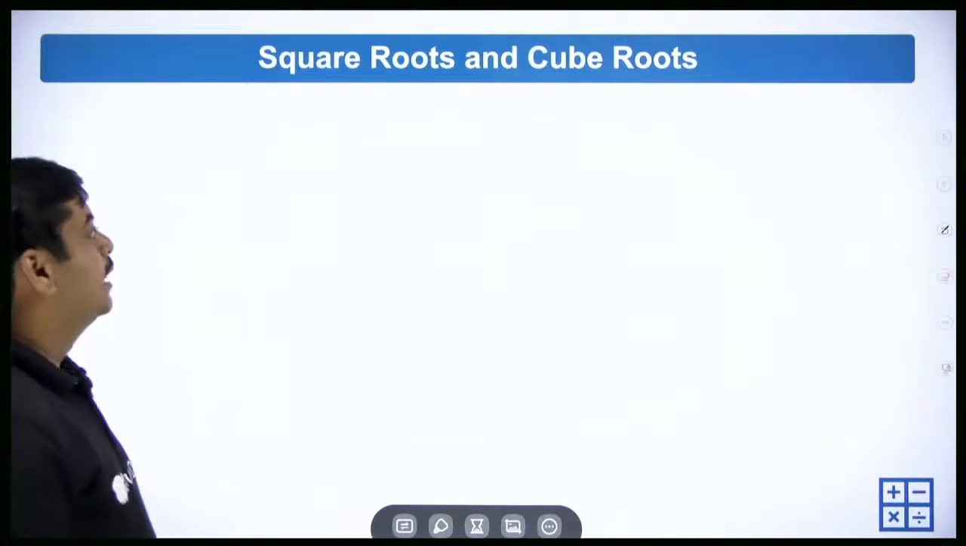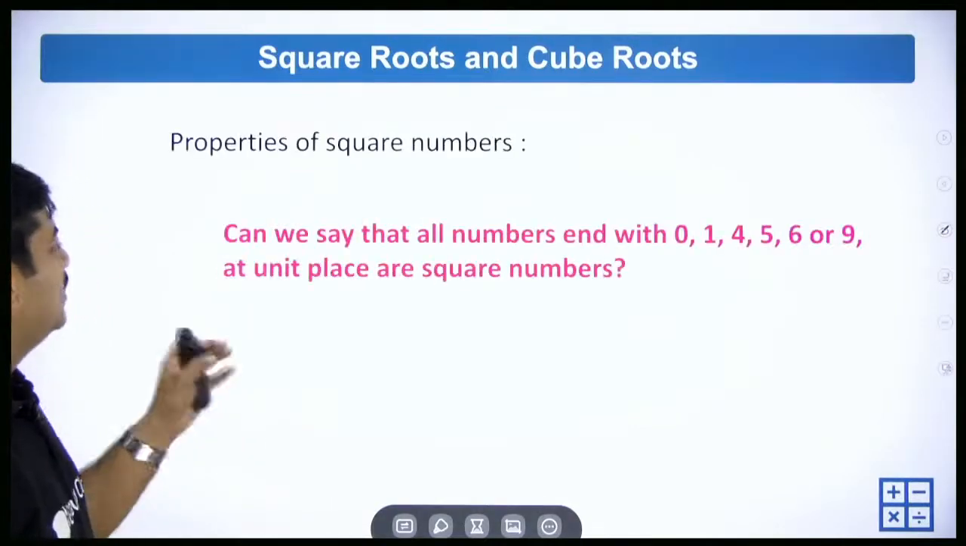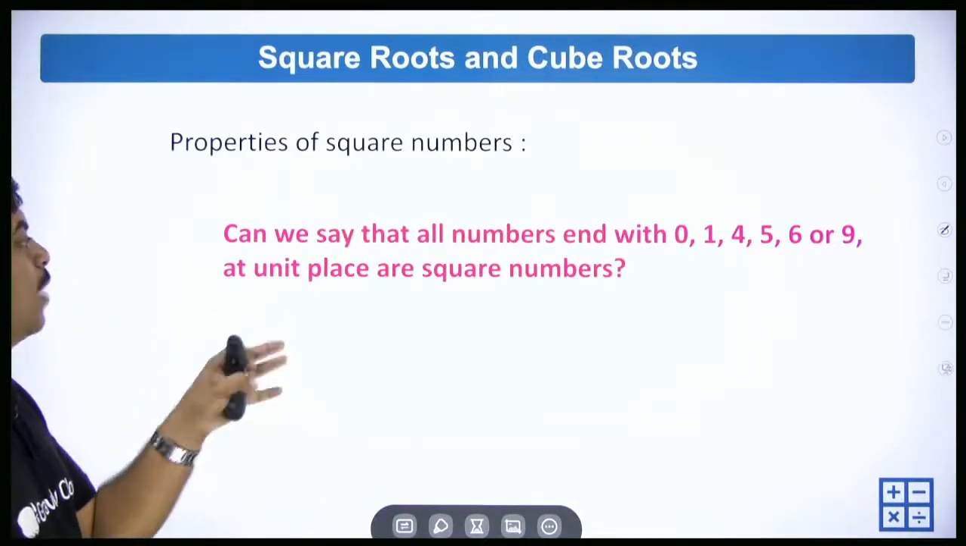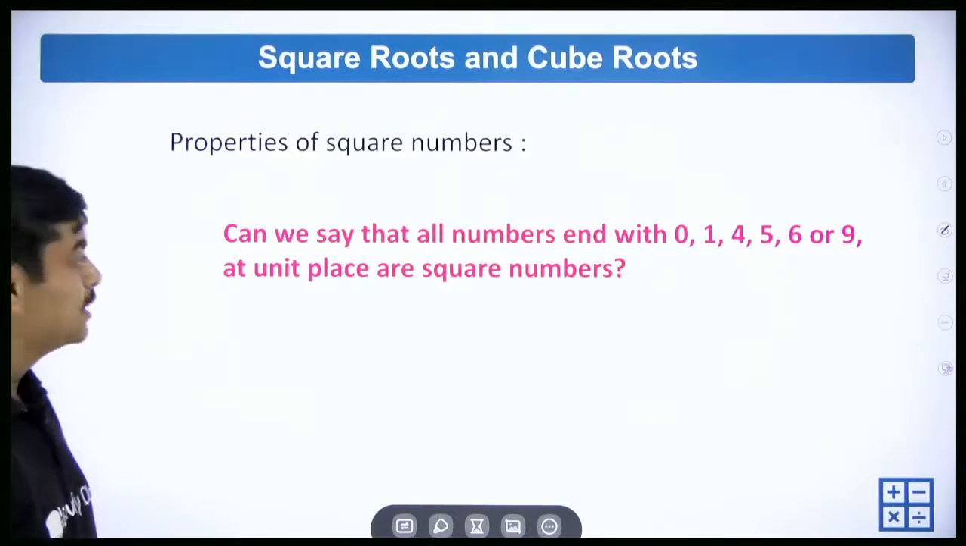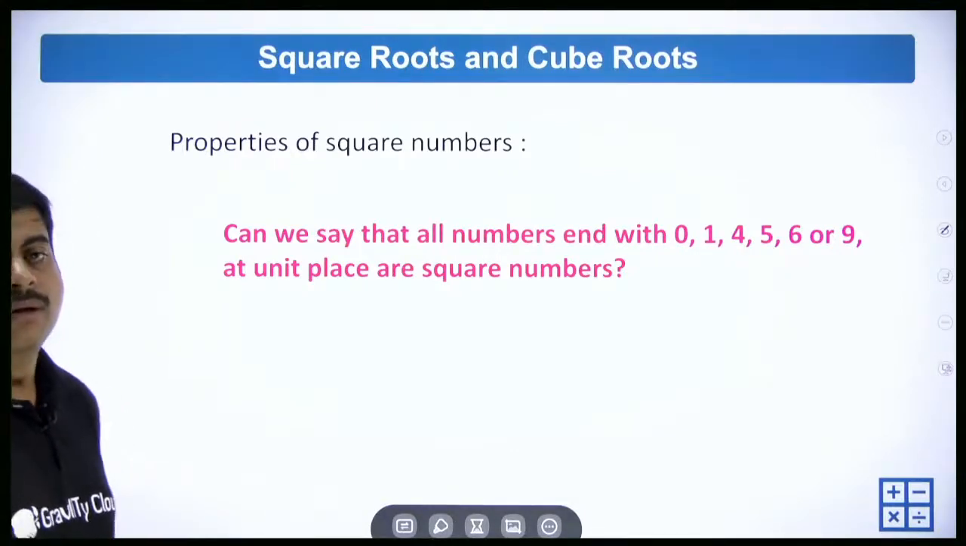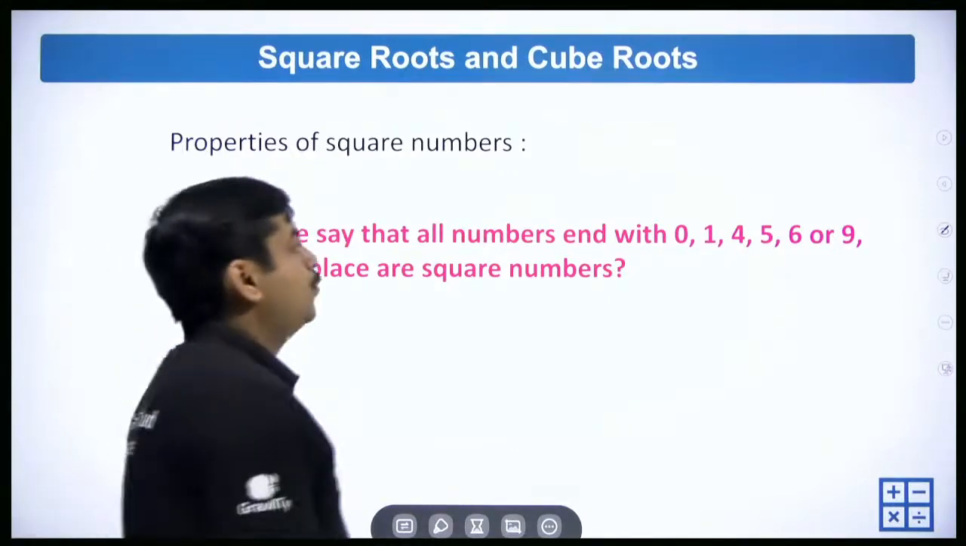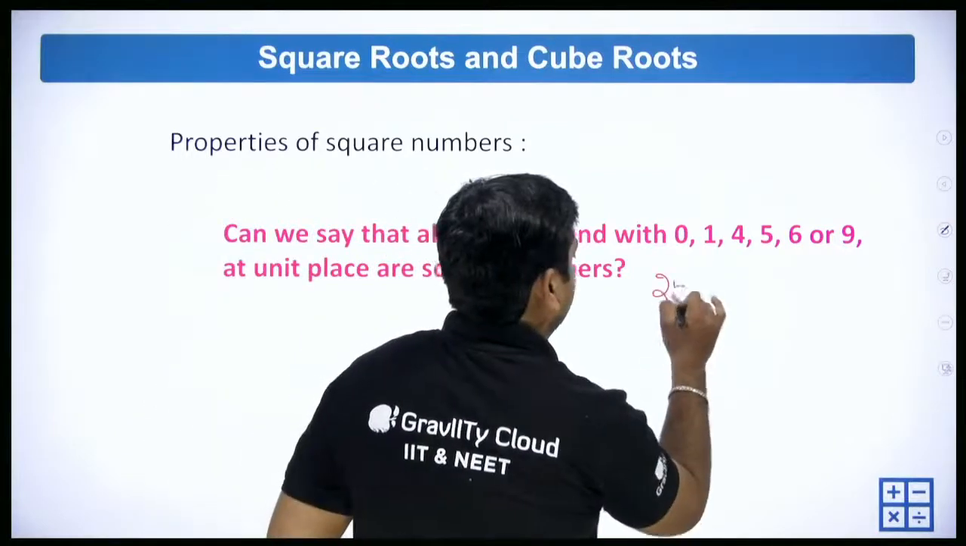Right? Next one. Can we say that all numbers ending with 0, 1, 4, 5, 6 or 9 at the units place are square numbers? Can we say that? For example, I'll give you 25. 25, you know it is 5 into 5.